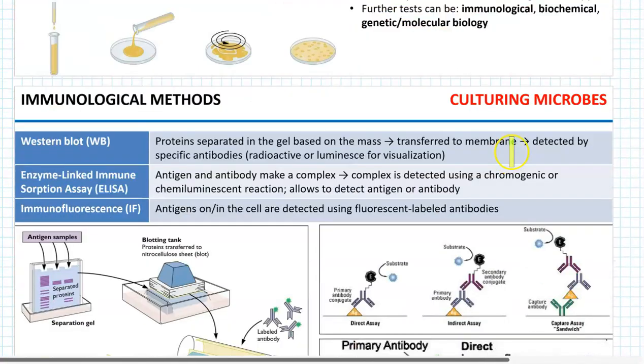Which brings us to the identification of microorganisms, and we're going to discuss three main categories of methods. Immunological, biochemical, and genetic.